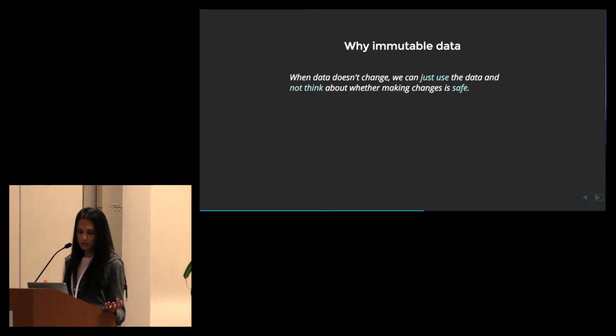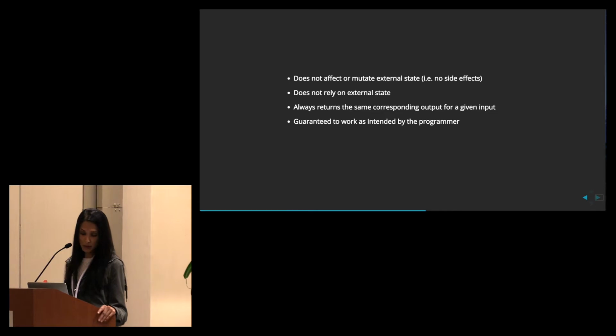So overall, why immutable data? Well, when data doesn't change, we can just use the data and not think about whether making changes to it is safe. No one can mess with your data, nor you theirs. And so going back to our Melton model of what makes code easy to reason about, does immutable data ensure that it doesn't affect or mutate external state? Yes. Does it ensure that it doesn't rely on external state? Not really. Does it ensure that it always returns the same corresponding output for a given input? Usually, yes. Oh, no. Sorry, I was thinking something else.